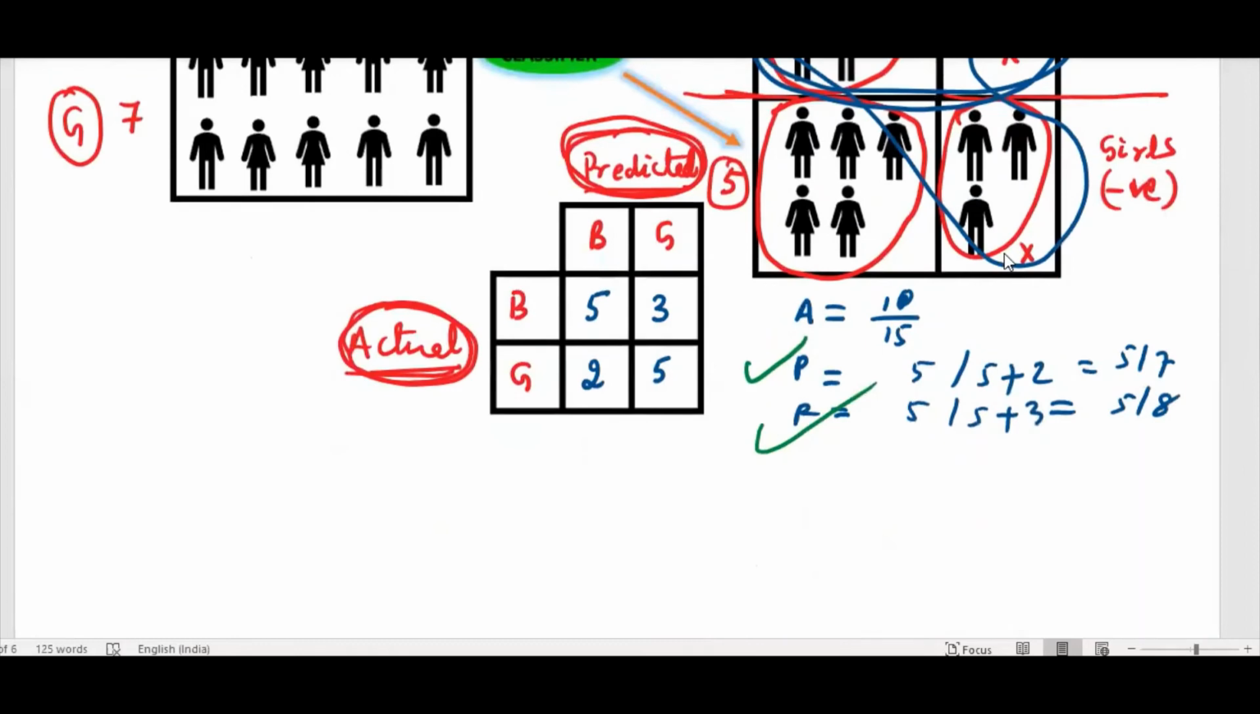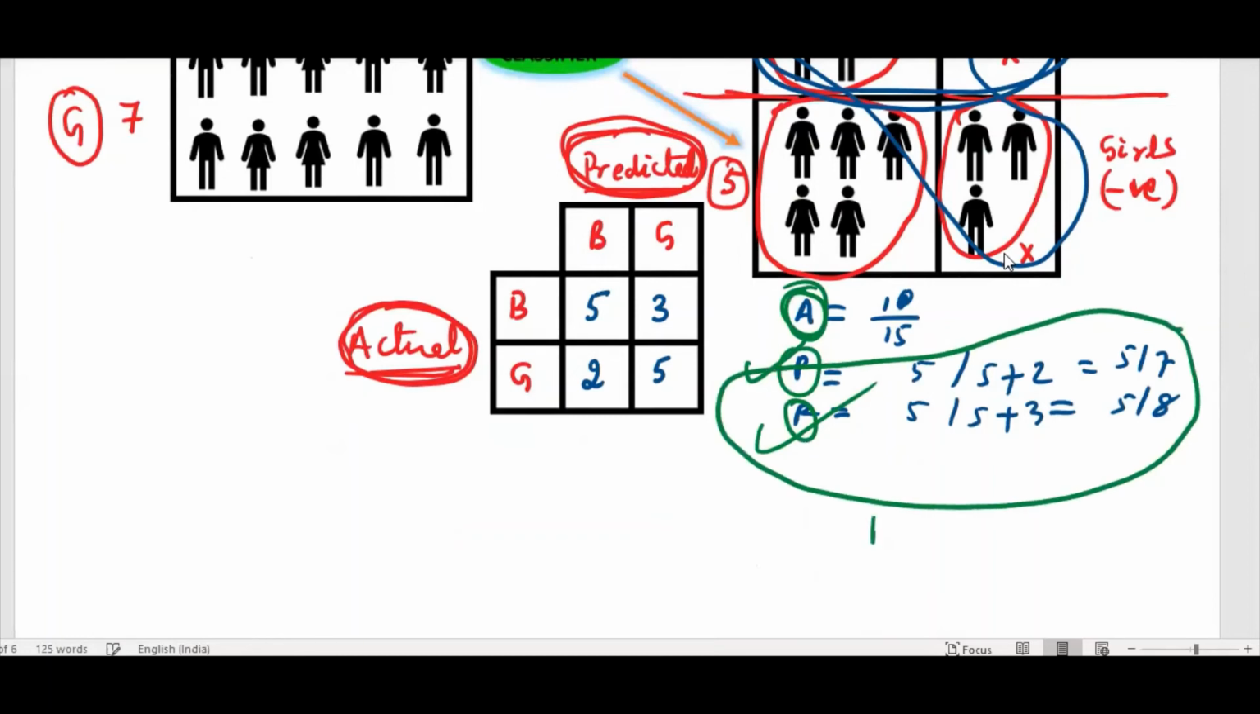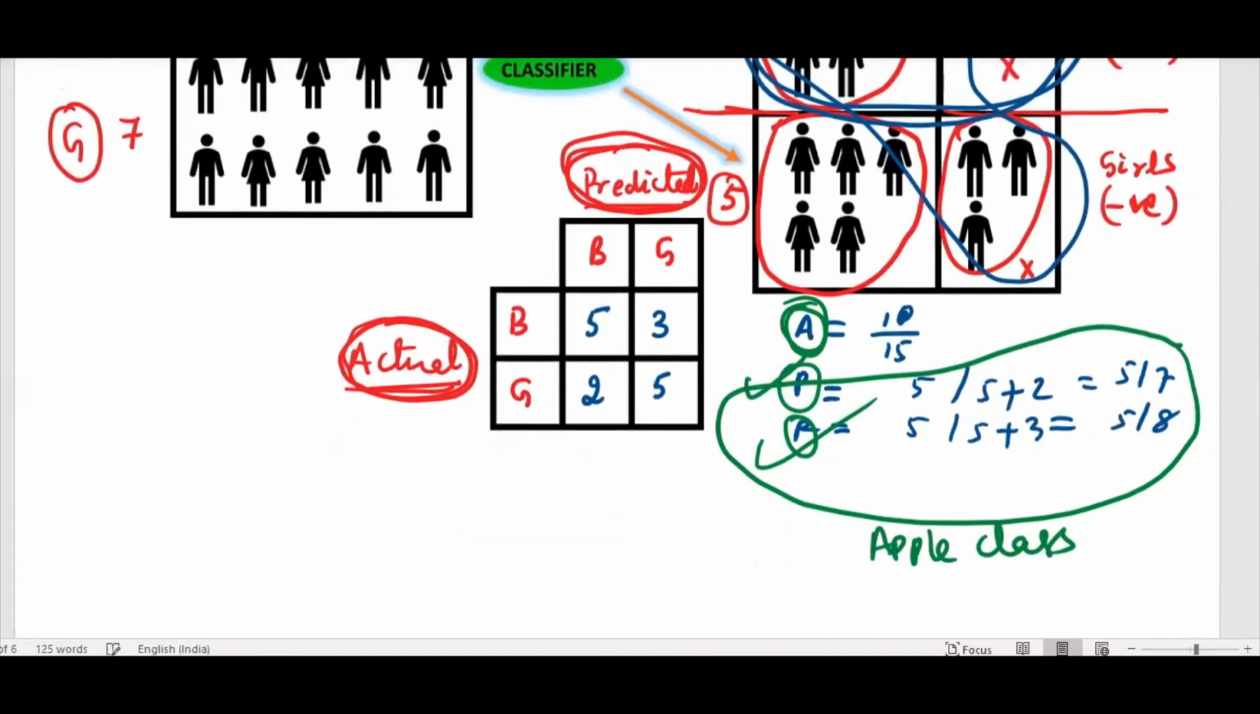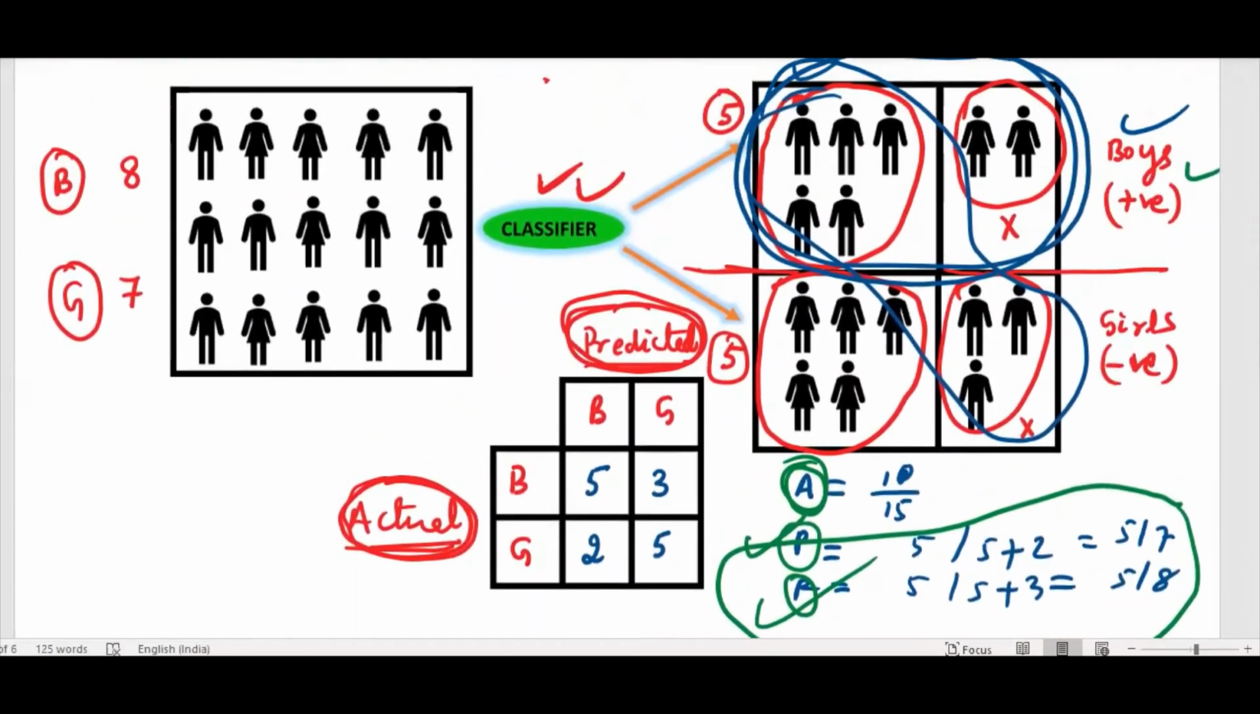Now, accuracy will be same. Precision recall we found for positive class. Positive class means for apple group. Apple class we found. If you want to find for orange class, see, my subject is 5 here.